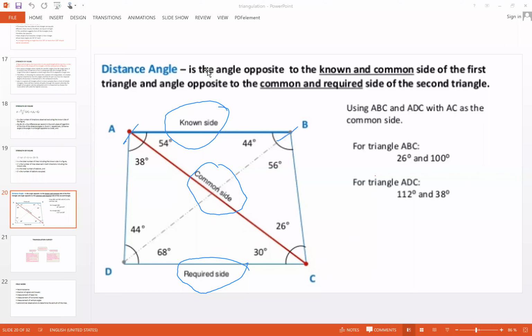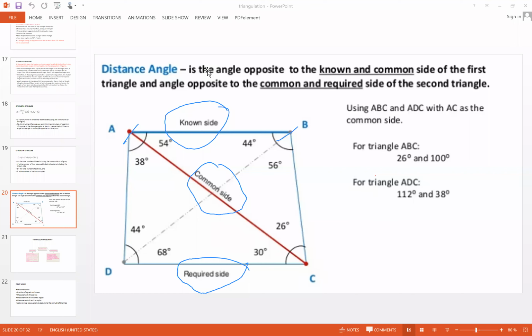Opposite to the known side, the angle is 26. So for triangle ABC, the distance angles are opposite to the known side, the angle is 26 degrees, and opposite to the common side, the angle is 44 plus 56, that is 100. So for the triangle ABC, the distance angles are 26 and 100.